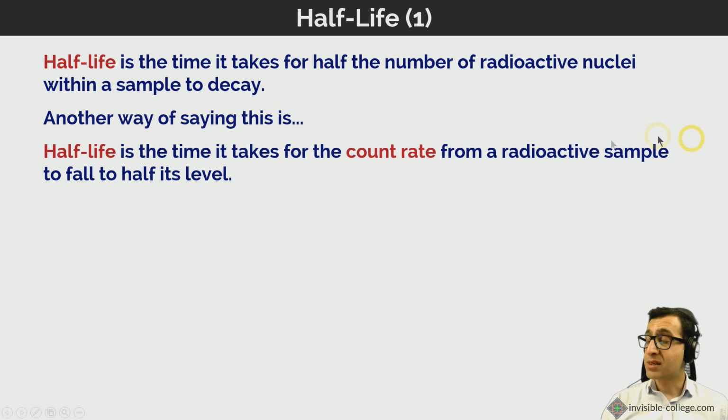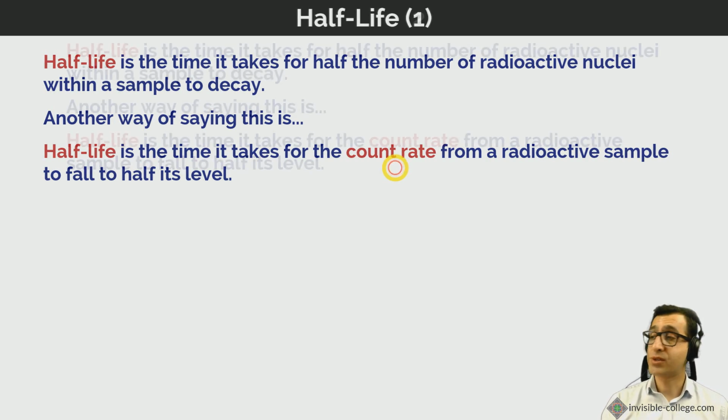What this means is that when you are measuring count rate, using, for example, a Geiger-Müller tube, you're measuring the number of alpha and beta particles that are detected coming from a radioactive source. Now, if you start your timer and detect how many counts per minute you're getting from a radioactive source at time 0, and then measure the time it takes for that number of counts per minute to fall by half, that is the half-life of that source.